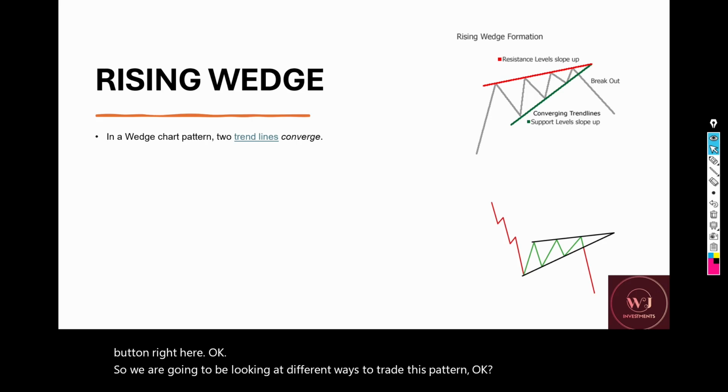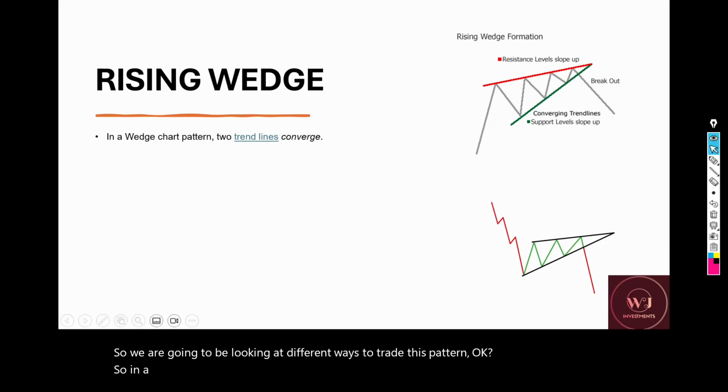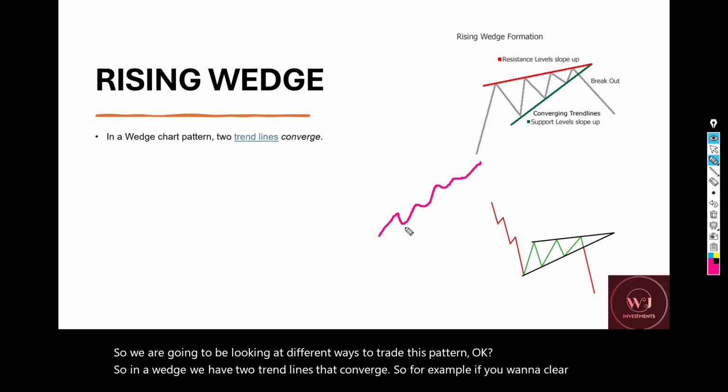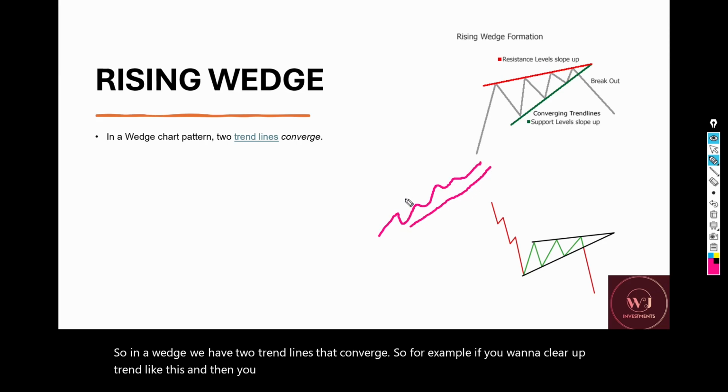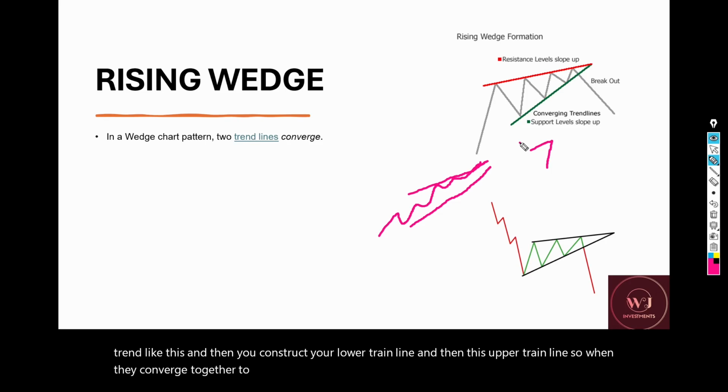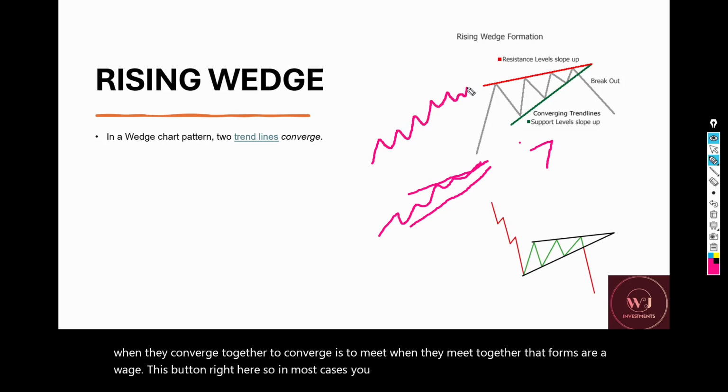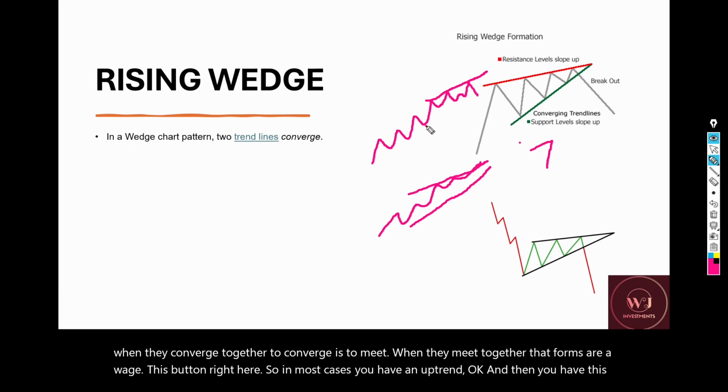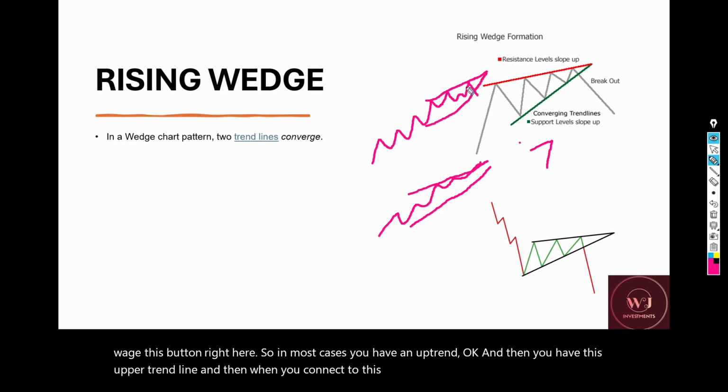In a wedge, we have two trend lines that converge. For example, if you have a clear uptrend like this, you construct your lower trend line and then this upper trend line. To converge is to meet. When they meet together, that forms a wedge, this pattern right here. So in most cases, you have an uptrend, and then you have this upper trend line, and when you connect it to this lower trend line, they tend to converge, or meet.